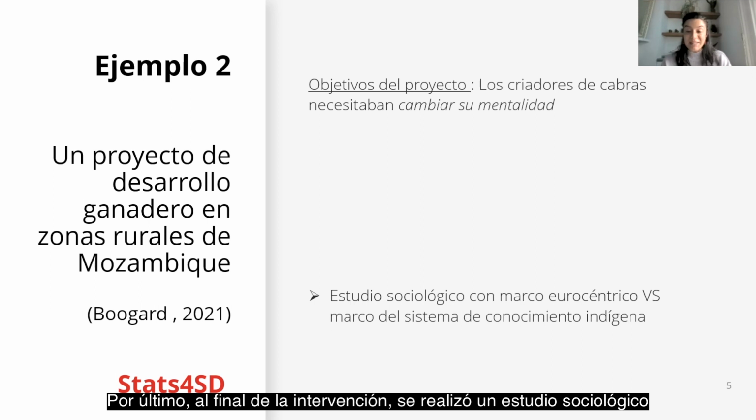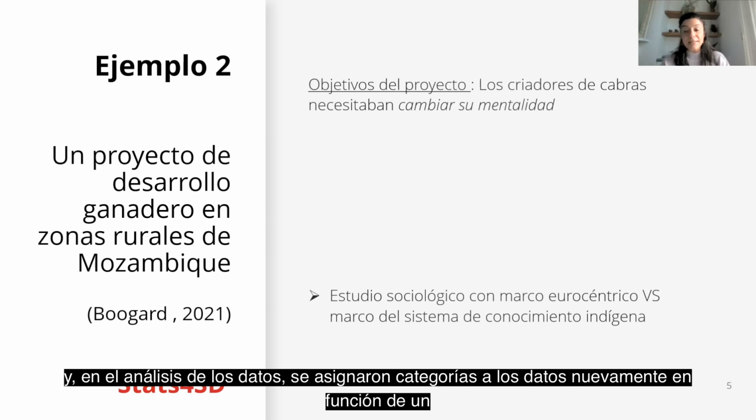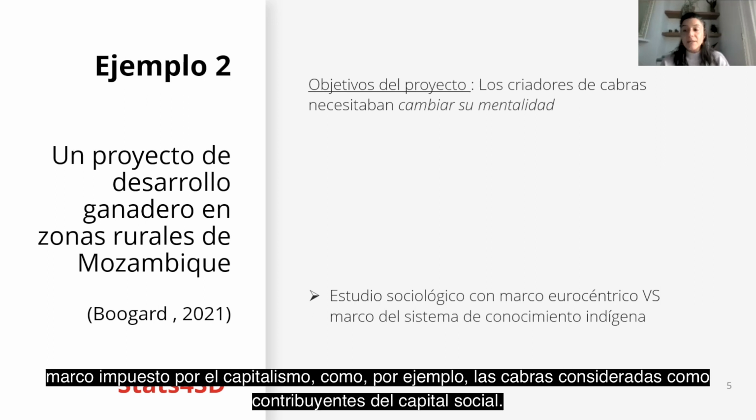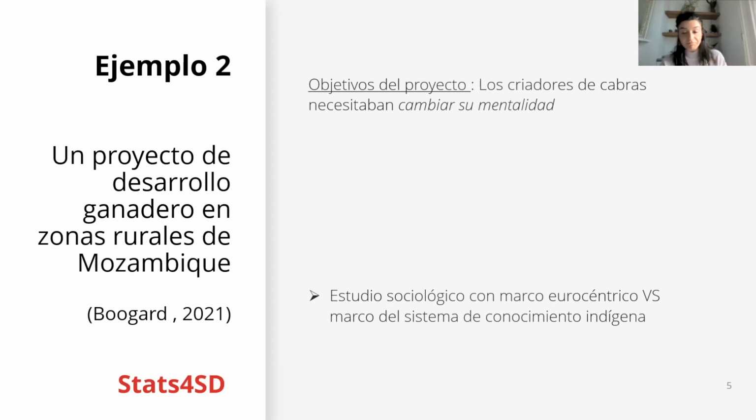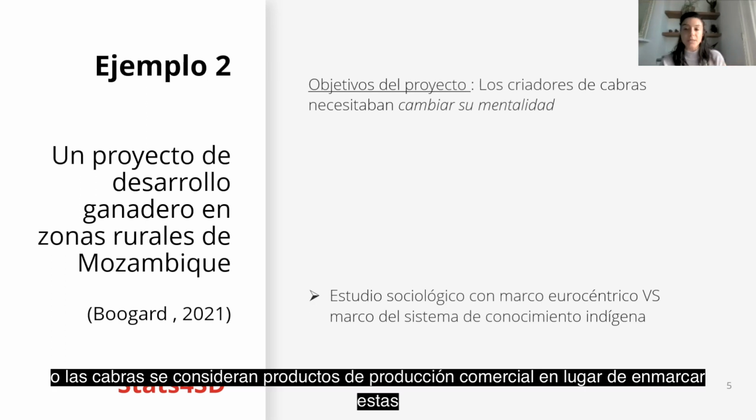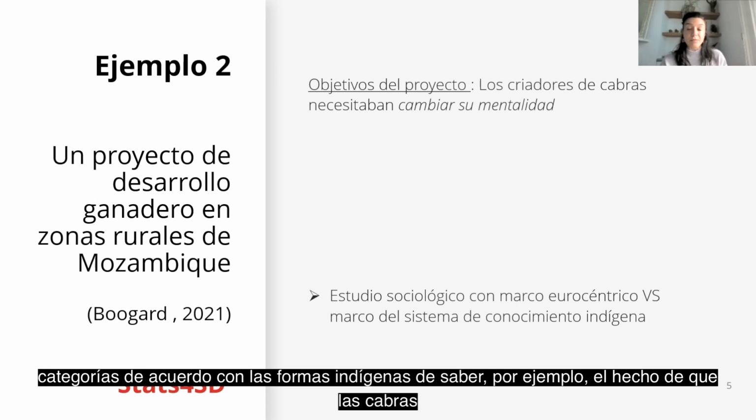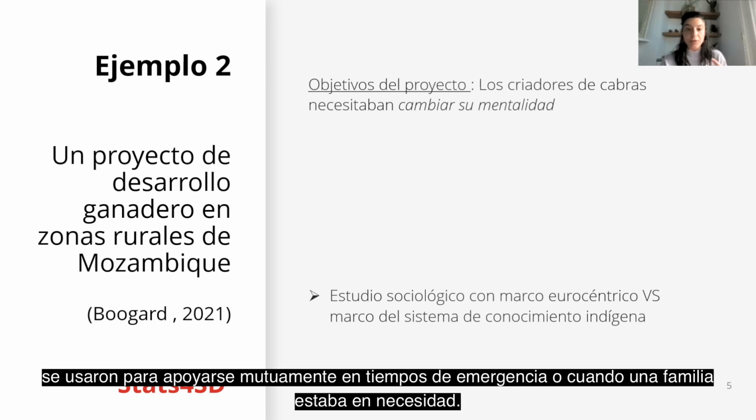And lastly, at the end of the intervention, a sociological study was conducted. And in the analysis of the data, categories were assigned to the data, again based on a capitalist imposed framework, such as, for example, goats considered as contributors to social capital, or goats being considered as commercial production commodities, rather than instead framing these categories according to the indigenous ways of knowing. For instance, the fact that goats were used to support each other during times of emergencies or when a family was in need.